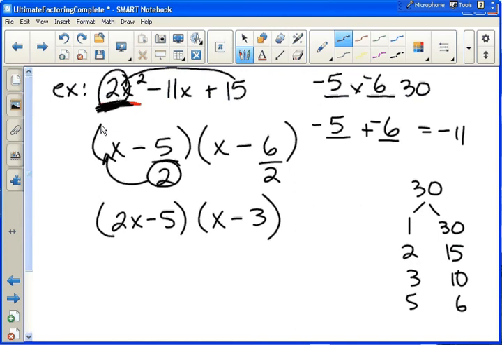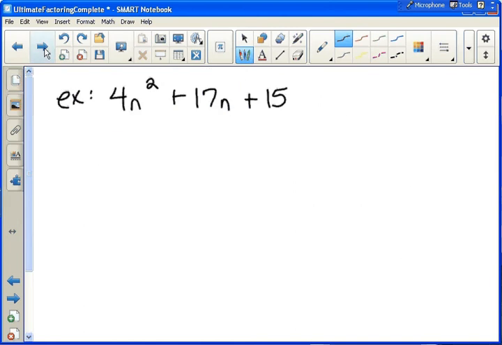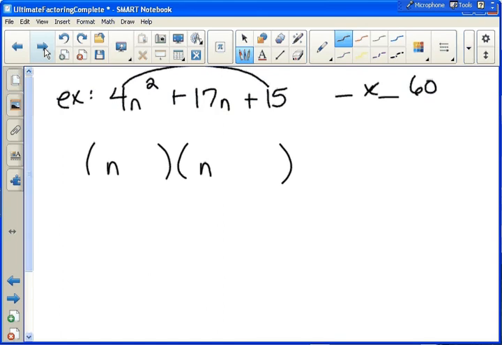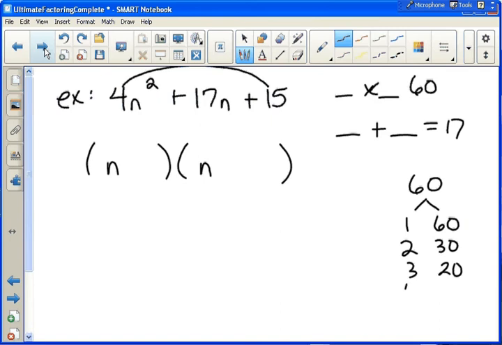So 4n squared plus 17n plus 15. We know to set up two sets of parentheses since it's a trinomial. We're going to multiply 4 times 15. So we want to multiply to be 60 and add up to 17. So I list the factors of 60: 1 and 60, 2 and 30, 3 and 20, 4 and 15, 5 and 12, 6 and 10. I think that's all of them.